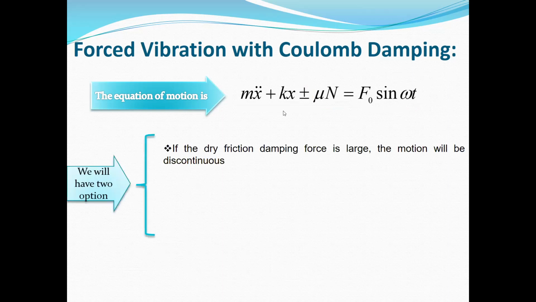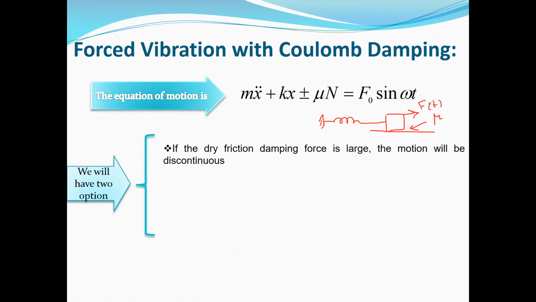The first one is when the friction damping is more than the amplitude of the external force. In this case, the motion will be discontinuous. For example, if you assume this is a system with Coulomb damping, and here we have a friction. On this surface, we have, for example, mu, and this system is subjected to a force F(t).